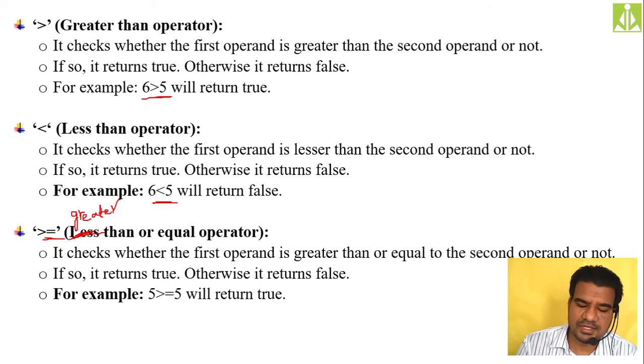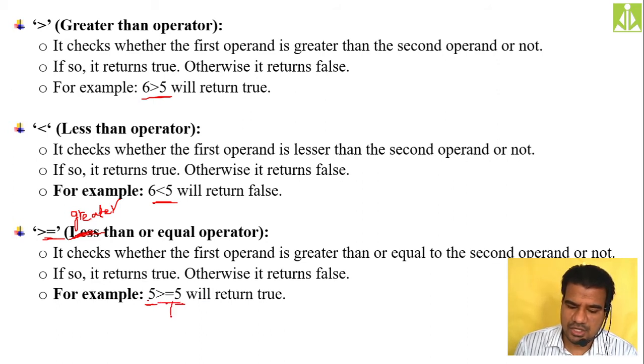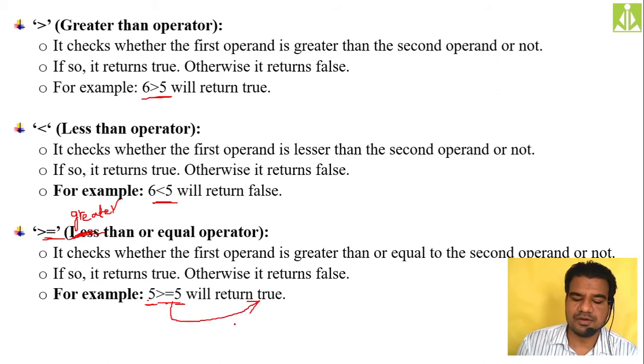So over here what we are saying, we are doing the comparison between 5 and 5 and we are saying greater than or equals to. Of course the first operand is not greater but it is equal, isn't it? The first operand is not greater but it is equal. So what will happen? The operation will return true.